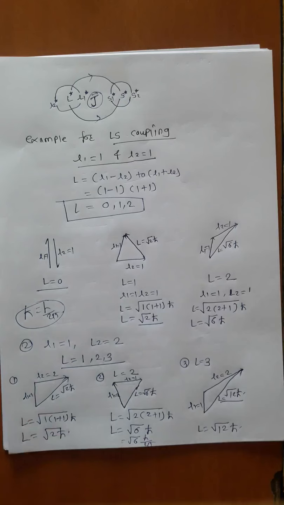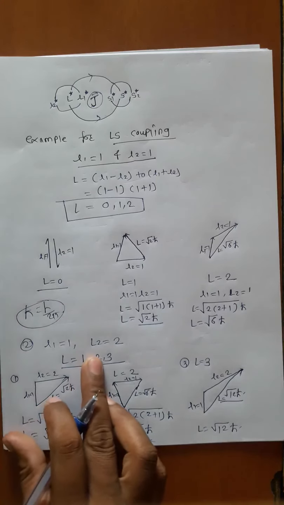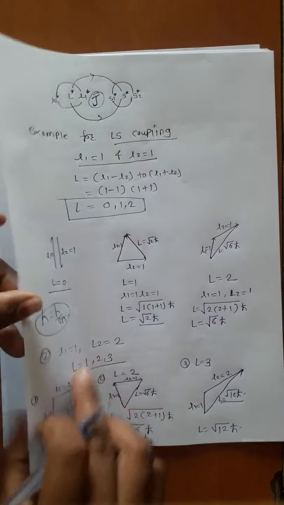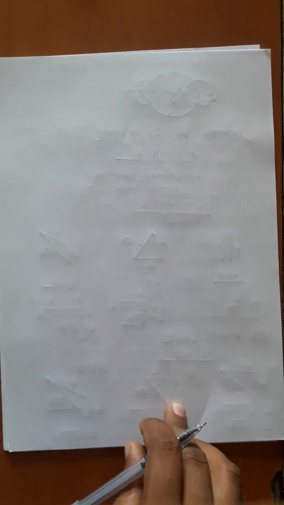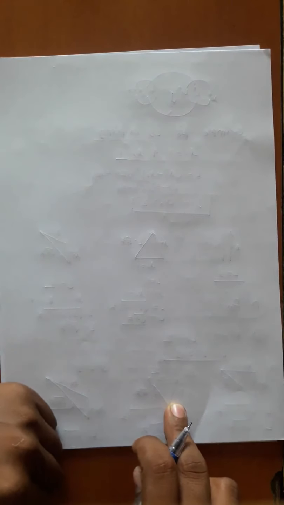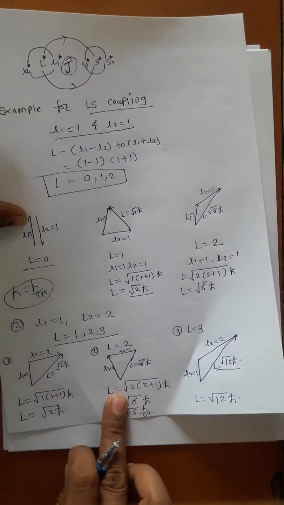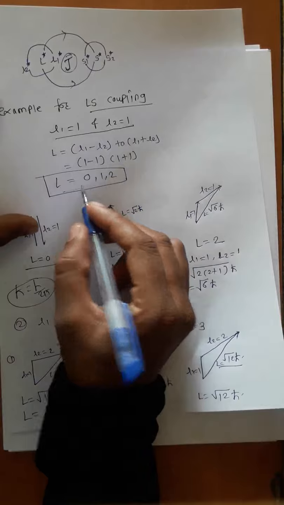Okay, now similarly we have to see the LS coupling for 2 electrons. This is all about the orbital angular momentum. This vector L bar represents the orbital angular momentum. Now we have to see the LS coupling for spin angular momentum.